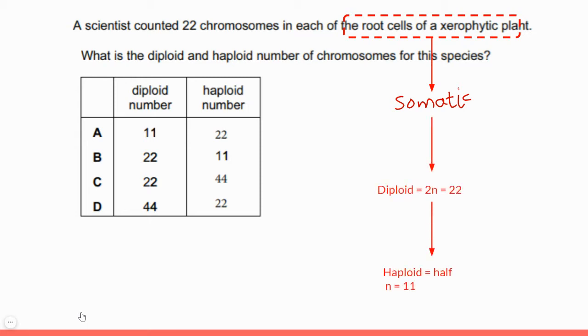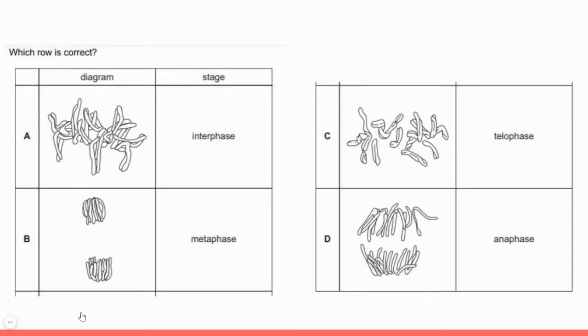So what should the haploid number be? It will be just half of the diploid number, that is 22 by 2, 11. And that makes our correct option B, where the diploid is 22 as given in the question and haploid is half of it. Moving on to the next question.